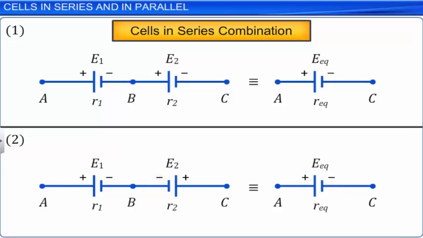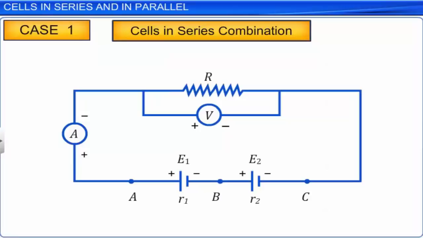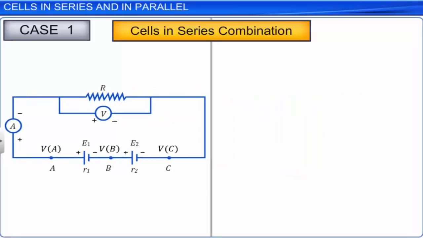Let us now analyze the first case, where the negative electrode of the first cell is connected to the positive electrode of the second cell. E1 is the EMF of cell 1. R1 is the internal resistance of cell 1. E2 is the EMF of cell 2. R2 is the internal resistance of cell 2. The potential at point A is VA. The potential at point B is VB. The potential at point C is VC. VAB is the potential difference between points A and B, which also represents the potential difference between the positive and negative terminals of the first cell.